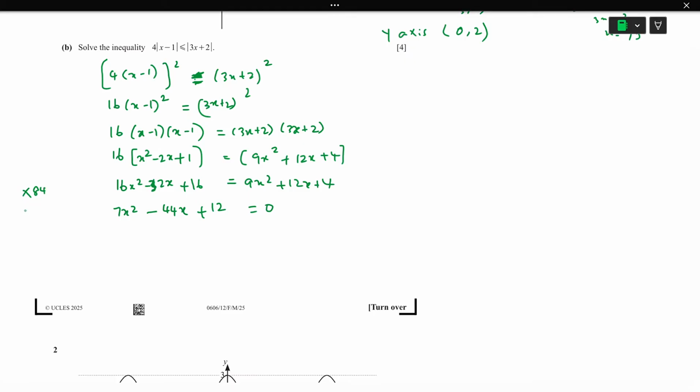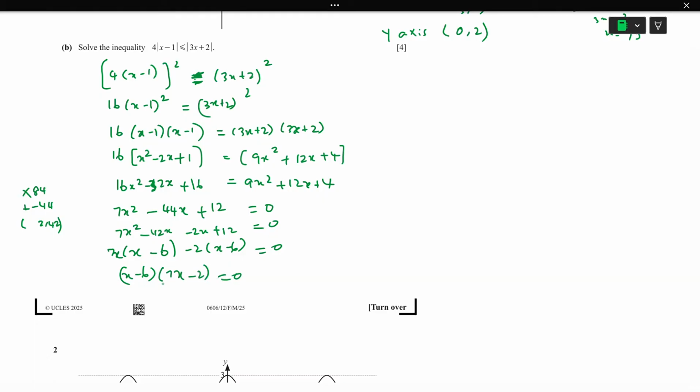Now I need to factorize. Multiplying, I need to get 7 times 12, which is 84, and adding, I need to get negative 44. The factors are 2 and 42. So 7x squared minus 42x minus 2x plus 12 equal to 0. Which is 7x into x minus 6, and negative 2 into x minus 6 equal to 0. So the factors are x minus 6 and 7x minus 2 equal to 0.